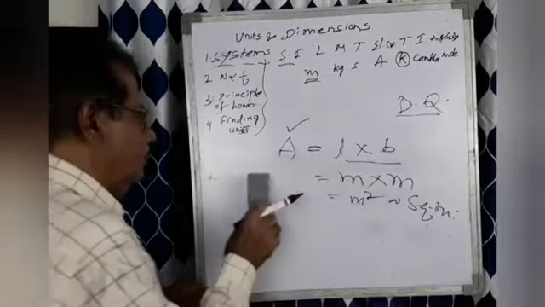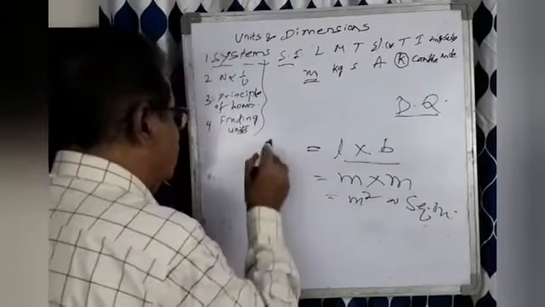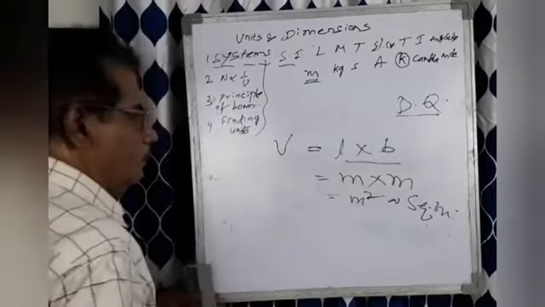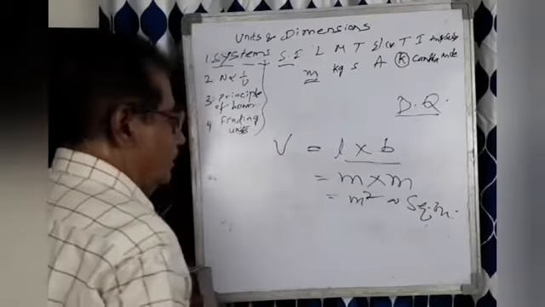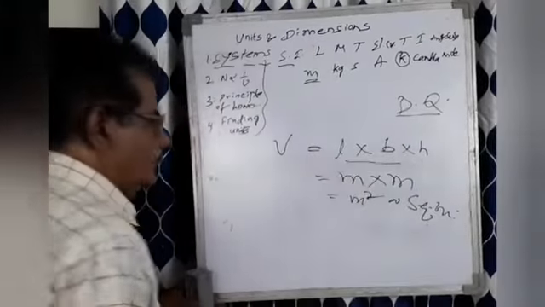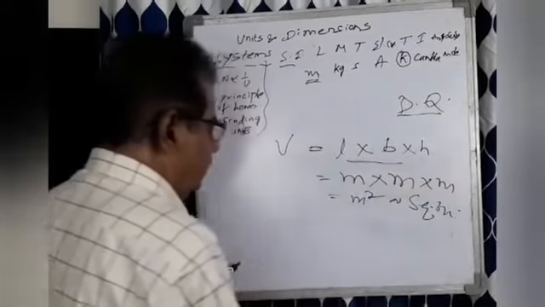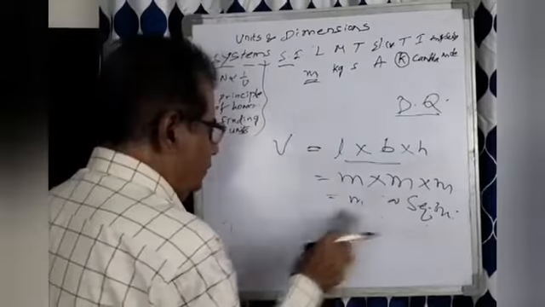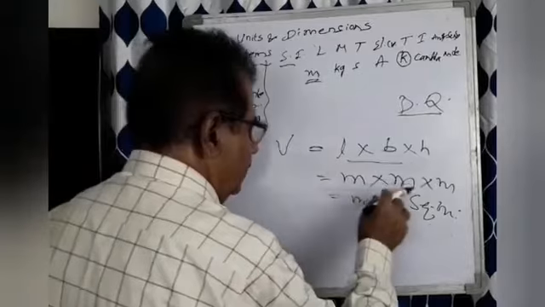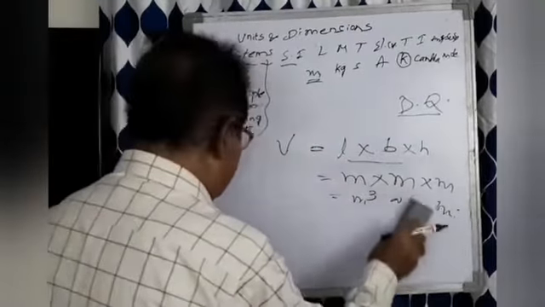You can ask any quantity, and you can find the unit of that physical quantity. For example, volume. Volume of a rectangular cube is L into B into H. H is also having the unit meter. So now meter square becomes meter into meter into meter, meter cube. Or I can say cubic meter.